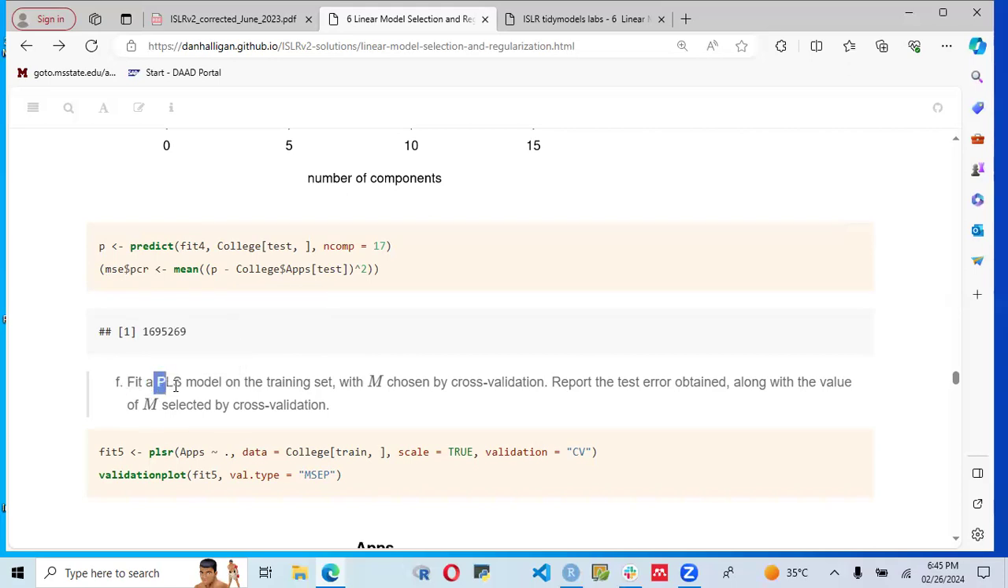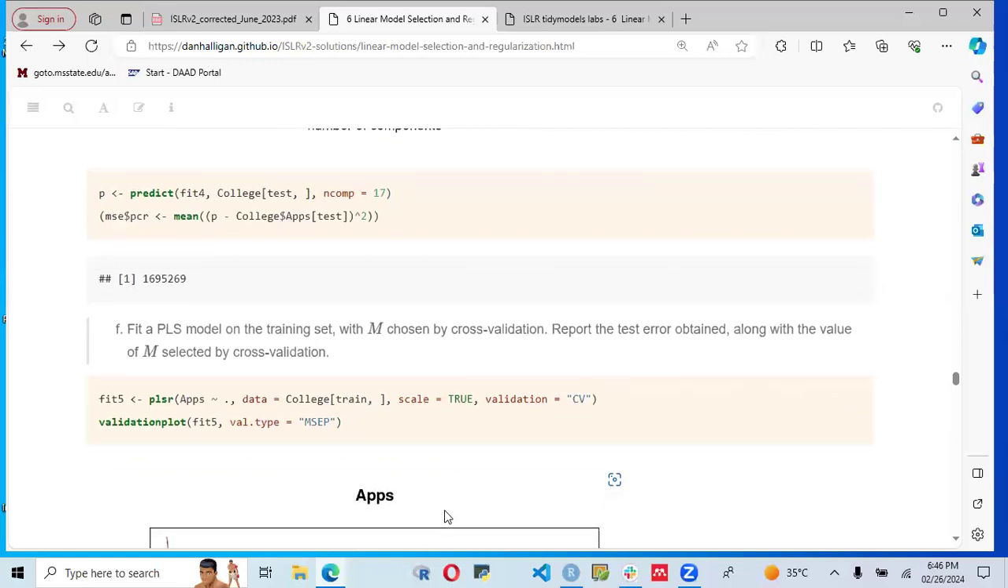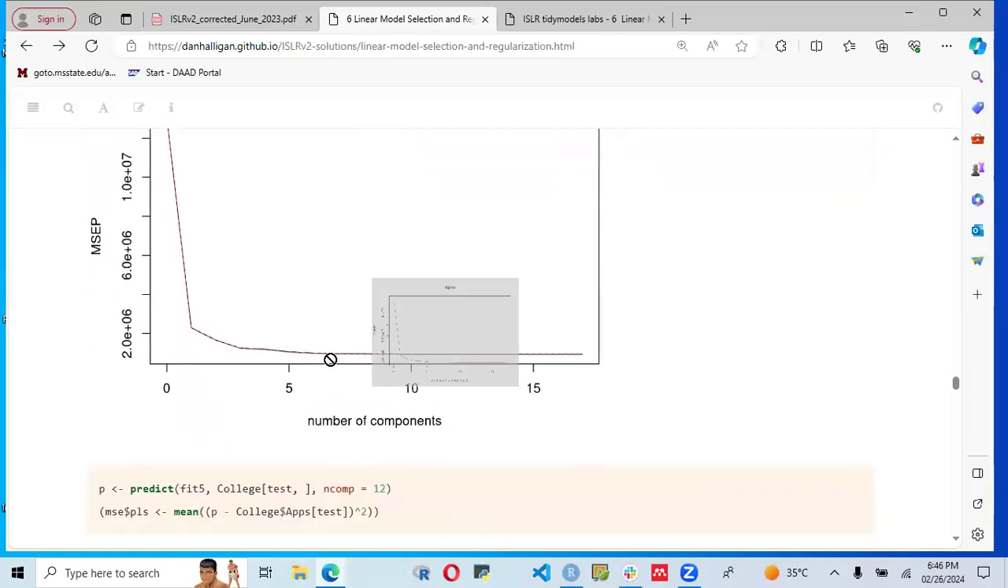Then they say we should fit a partial least squares model on the training sets with M chosen by cross validation, and report the test error obtained along with the value of M selected by cross validation. So here they were using the partial least squares regression function. They have the response explained by everything. Data is college, so they are fitting it on the training data set, scale to true, then validation to CV, which is cross validation. Then we use the validation plot by calling fit five, type is MSEP, which is going to give us a similar plot as we got before. So we now run our predictions.